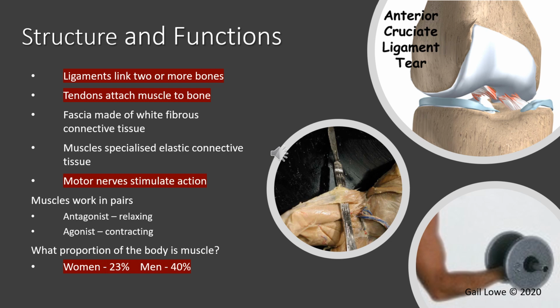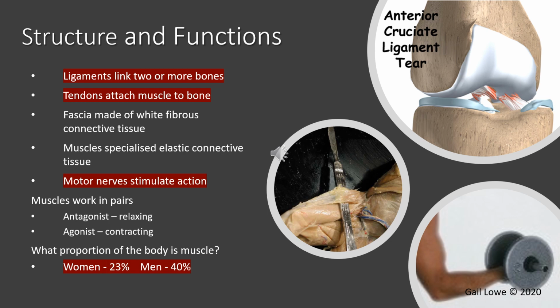Now muscles work in pairs, and when one muscle is working, the other of the pair will be relaxing. Now when we flex our elbow, for instance, our biceps muscle is contracting. So at that time it's the agonist, and I remember that because if I contract a muscle for any length of time, it will be agony. So the contracting muscle is the agonist, and the relaxing muscle is the antagonist.